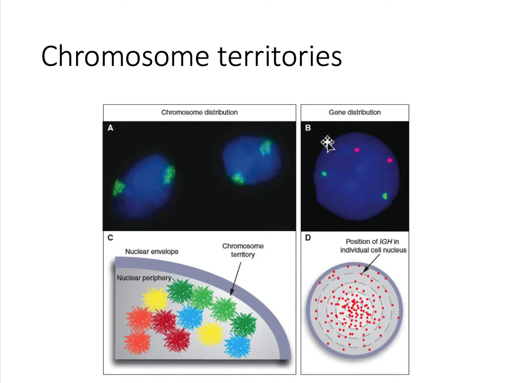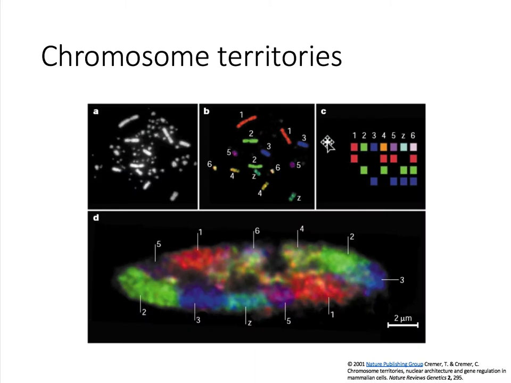When researchers investigated the positioning of individual genes, there are two shown in red and green in panel B, they discovered that the localization differed from cell to cell. This is illustrated in D, where every dot is the location of a specific gene in a different cell. There's a lot of variability here, but the distribution is not random. This gene tends to be more often in the interior of the nucleus.